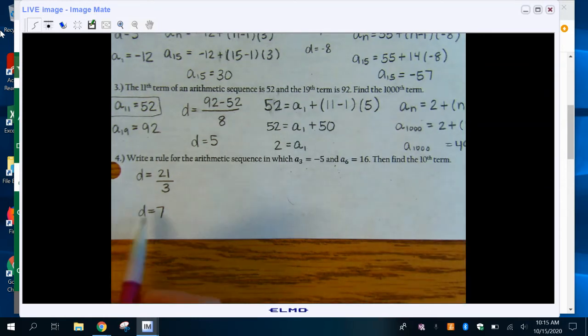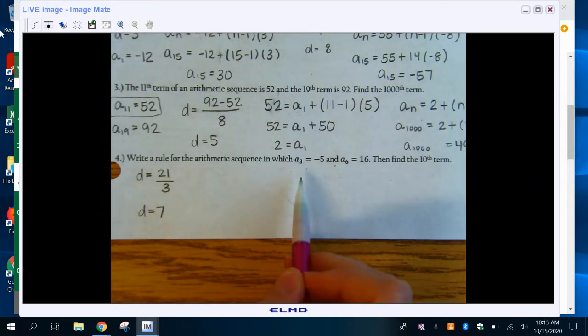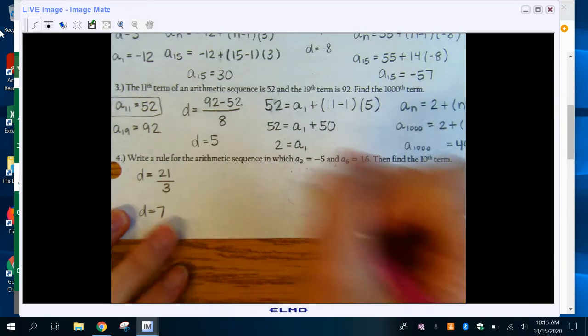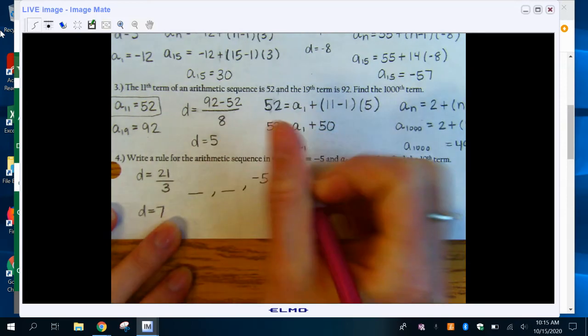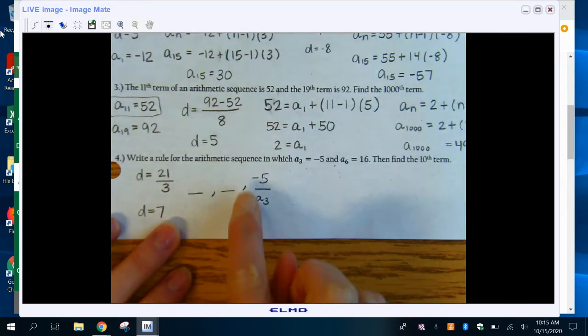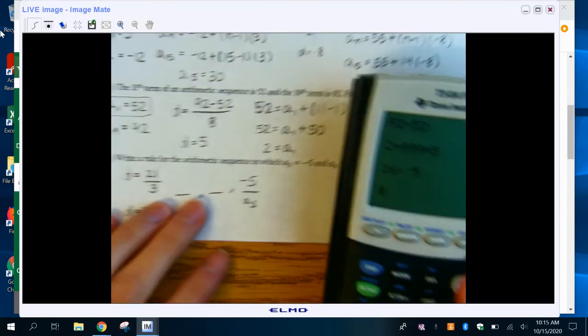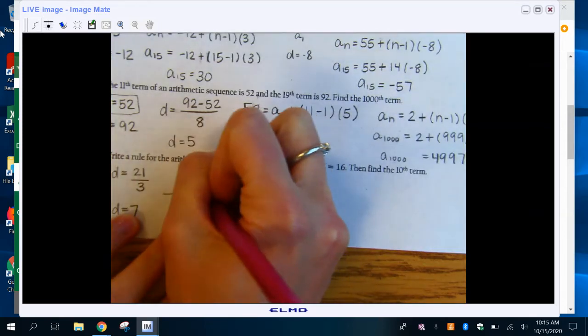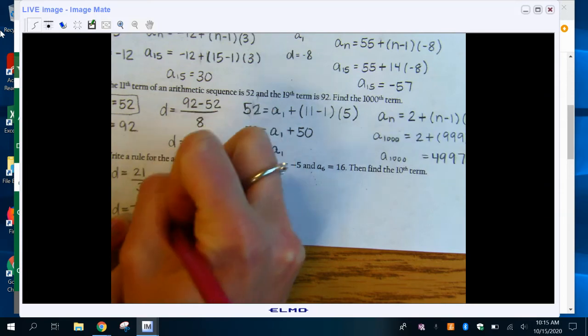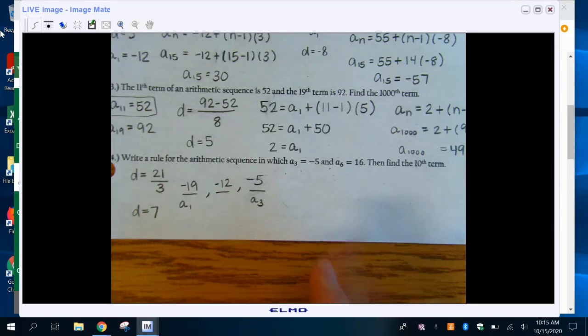So if I know that my common difference is 7, I can work backwards if I wanted to find the first term. So if -5 would be the second term, and that would give me my first term. If I'm going backwards, instead of adding 7, I'd subtract 7. So this term would be -12, and a sub 1 would be -19. So you can find that more just using the pattern as opposed to the equation.